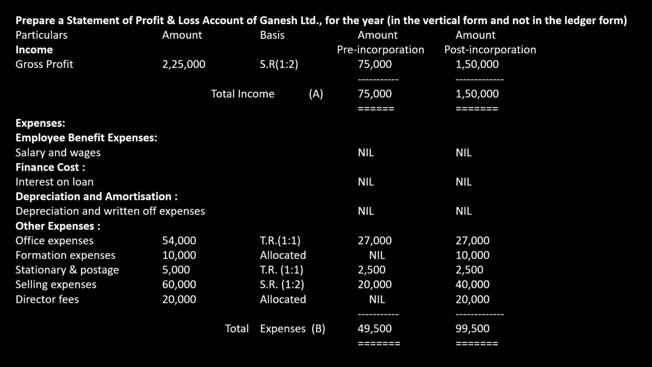Employee benefit expense is a heading. Finance cost is the second heading. Third is depreciation and amortization. Then the fourth heading is other expenses. For the first three headings, there are no expenses given in the sum actually. The first heading will always be employee benefit expenses. Under this heading, you have only salary and wages. Nothing else will appear here.